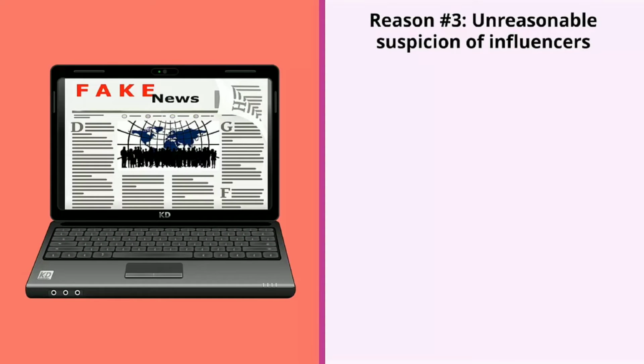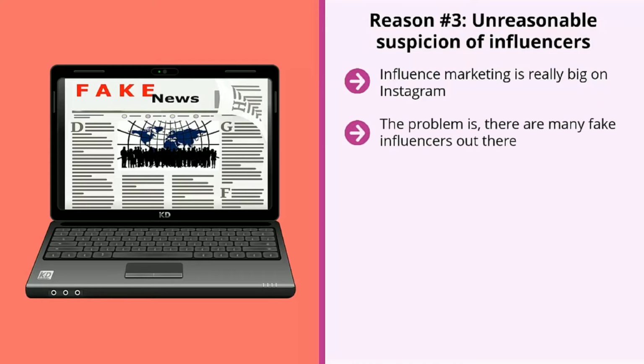Reason number 3, unreasonable suspicion of influencers. Influence marketing is really big on Instagram. Basically, you find people who are already influential in your niche and you pay them to mention your product or give shout-outs to your profile. Whatever method you use, you leverage their existing popularity and credibility with their community. The problem is there are many fake influencers out there.